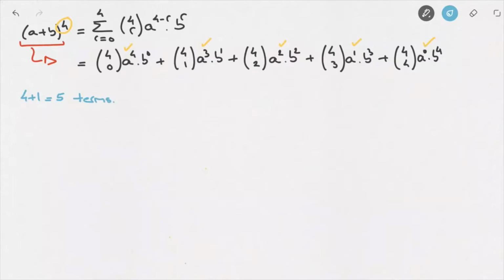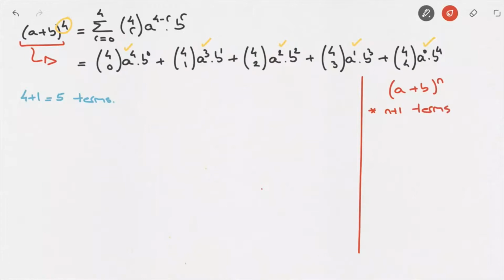So what I'll do is on the right-hand side of the screen here, I'll write the rules for the generic (a + b) raised to the power of n. And I'll just draw a little line here to distinguish them. Okay. Now, (a + b) raised to the power of n will always have n + 1 terms. That's the first thing to pick up on.